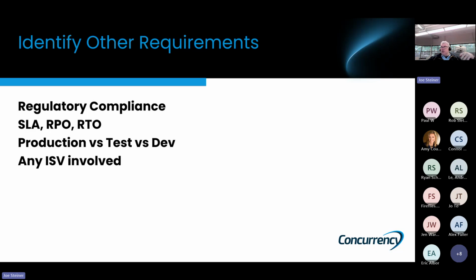Other requirements. Regulatory compliance, it's important to understand that. Moving things to the cloud can actually help with that frequently in a lot of ways, but you want to make sure you understand what the regulatory needs are pertaining to the type of application, the type of data that's flowing through there, and your industry in particular. Understanding what the performance expectations are in terms of SLAs, RPOs, RTOs.